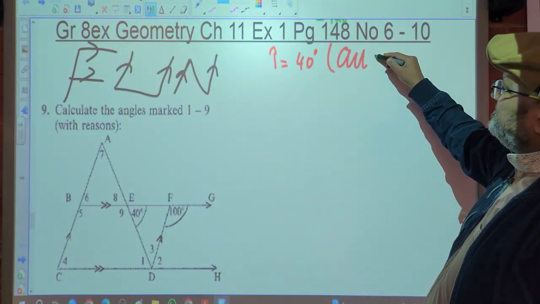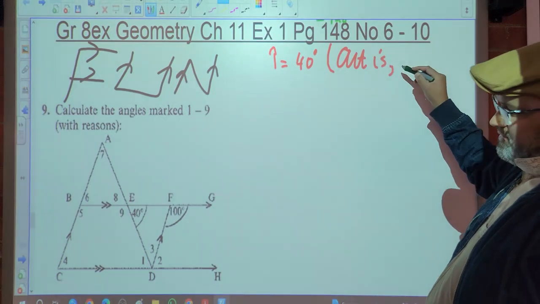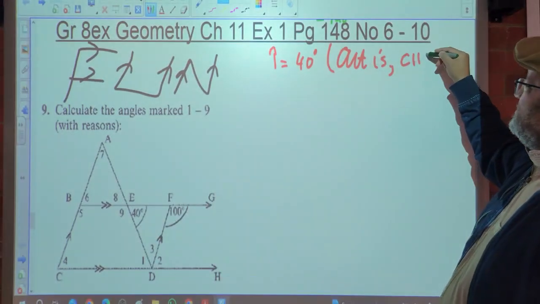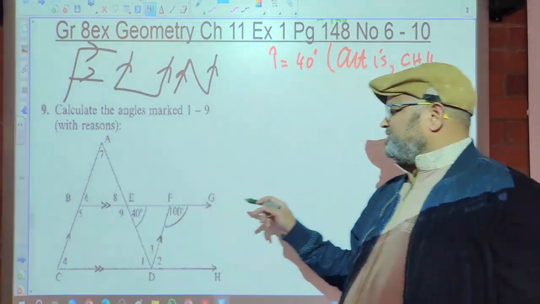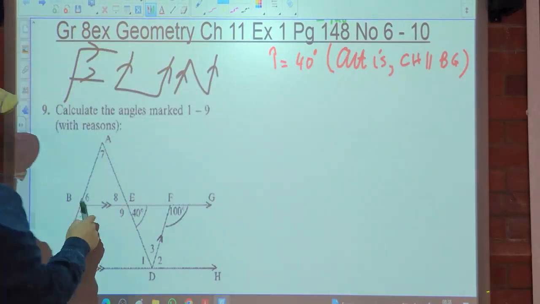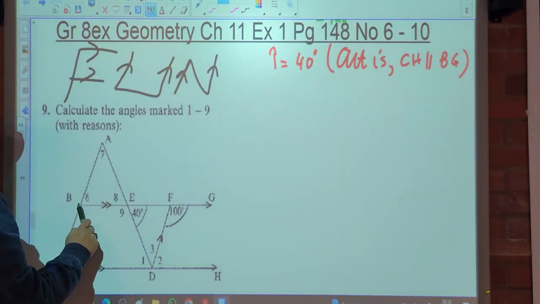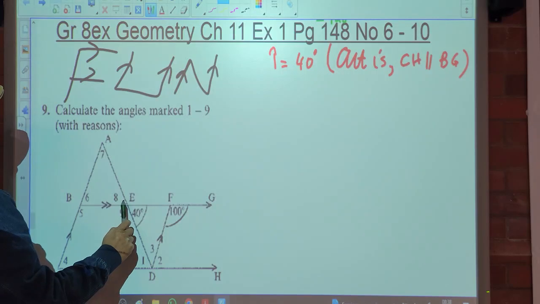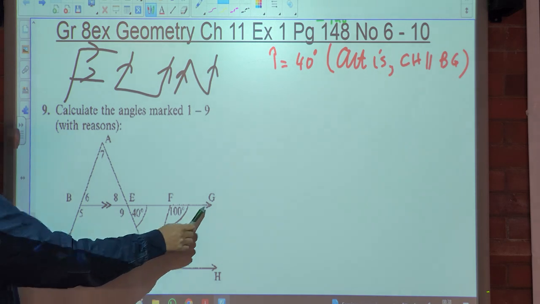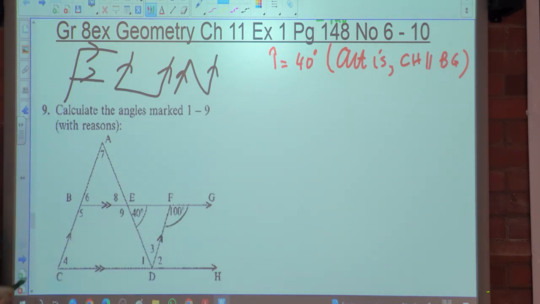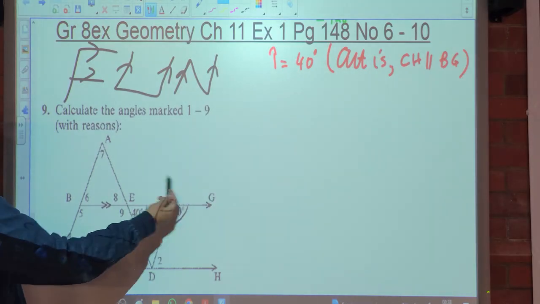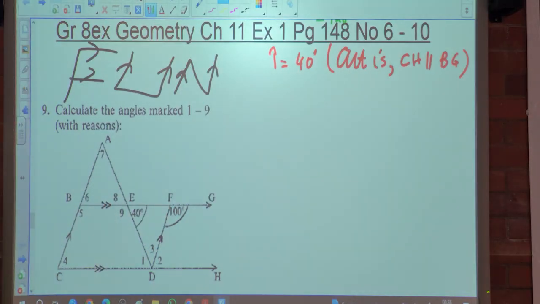Alternate angles, so the Z is going that way. So it's going to be CH being parallel to BG. Instead of BG, I could have said BE or BF or EF or FG. I could have used all that as long as it's lying on this parallel line here. Or I could have gone GF or GE and so on. You guys understand?